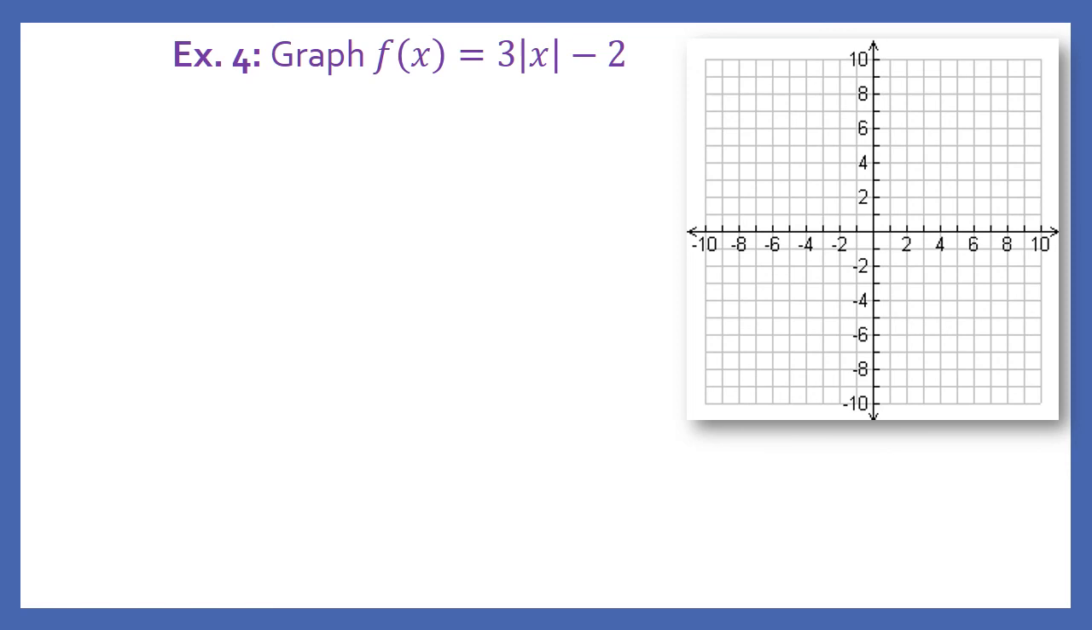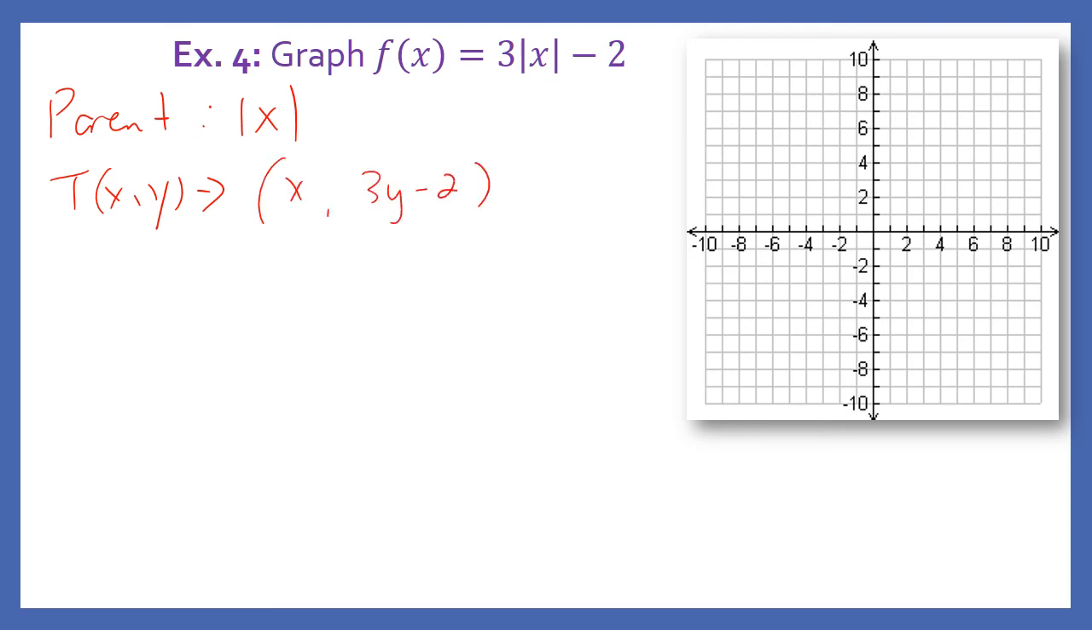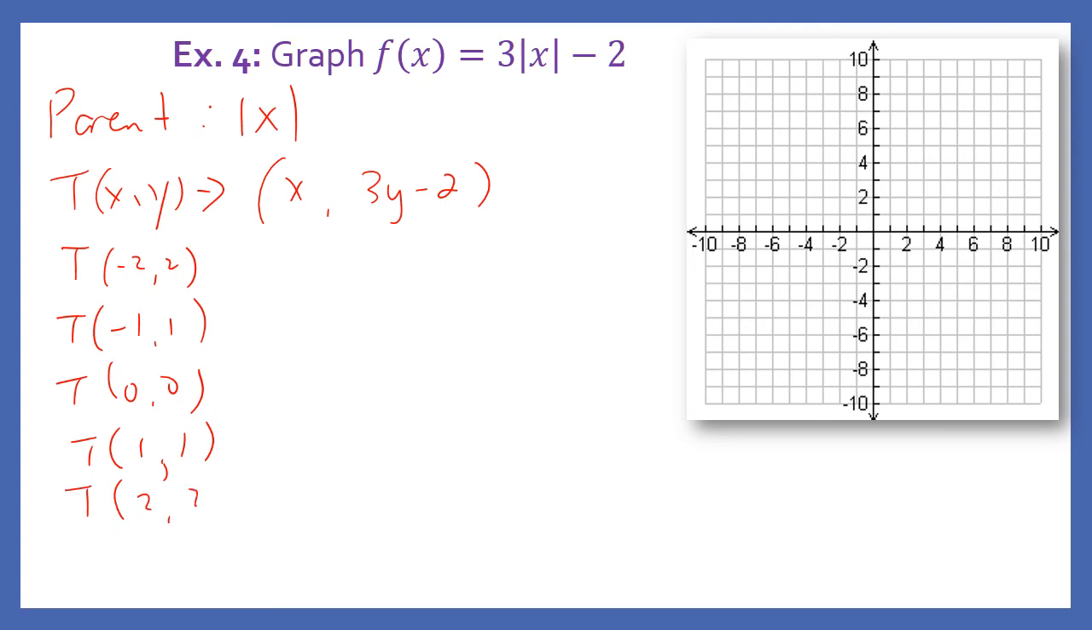This is an absolute value graph. As soon as you see those vertical bars, that's your indicator. Our parent is the absolute value function. We can go right to txy. There's no k value. In fact, there's no k or d, so this is just x. And 3y minus 2, our parent points: -2, 2, -1, 1, 0, 0, 1, 1, and 2, 2.